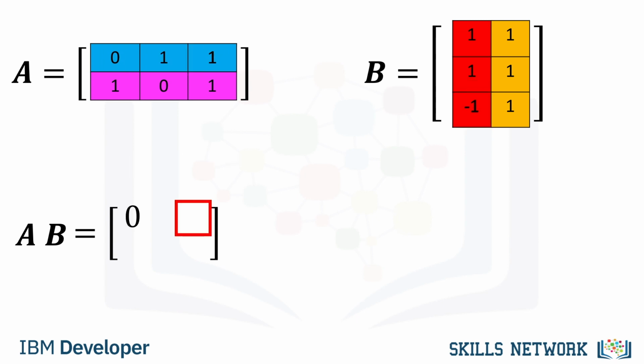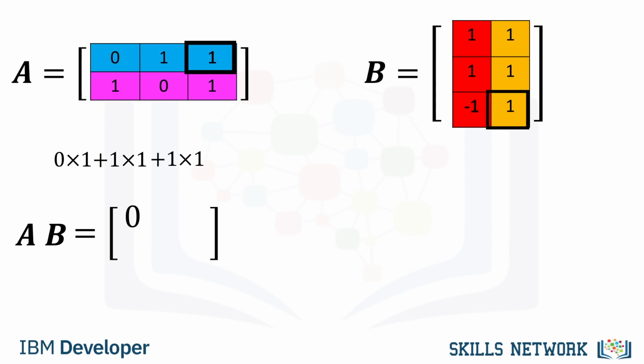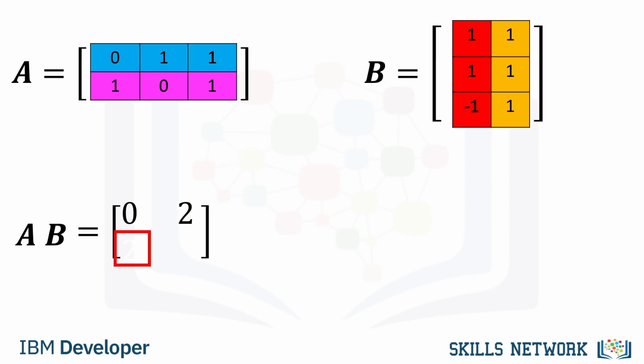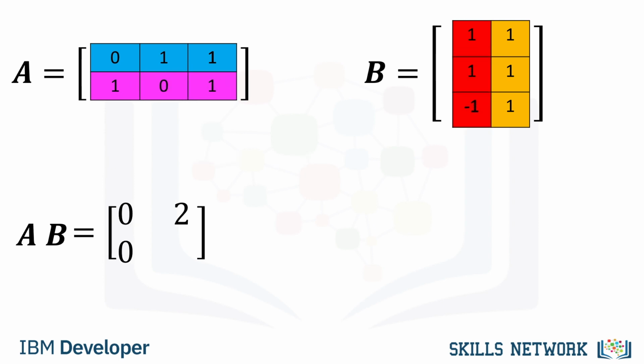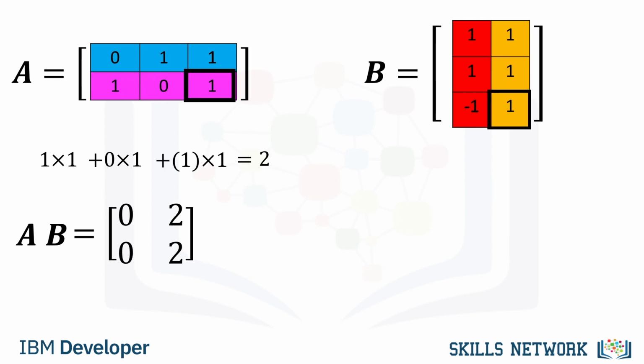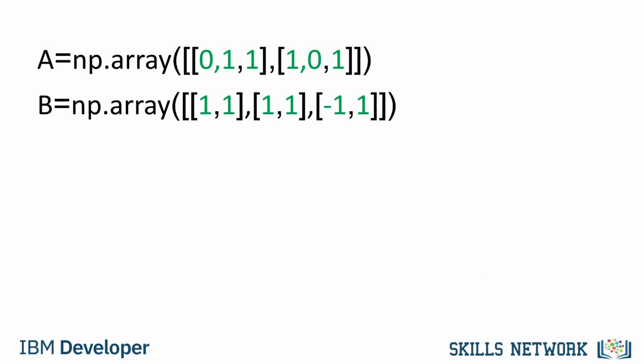The result is 0. For the first row and the second column of the new matrix, we take the dot product of the first row of the matrix A, but this time we use the second column of matrix B. The result is 2. For the second row and the first column of the new matrix, we take the dot product of the second row of the matrix A with the first column of matrix B. The result is 0. Finally, for the second row and the second column of the new matrix, we take the dot product of the second row of the matrix A with the second column of matrix B. The result is 2. In NumPy, we can define the NumPy arrays A and B.